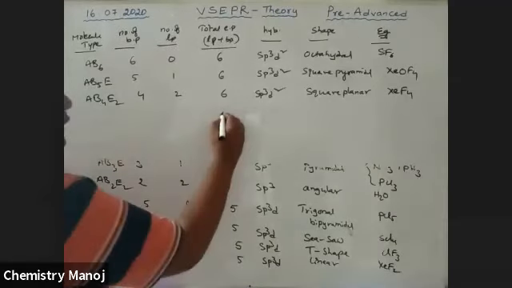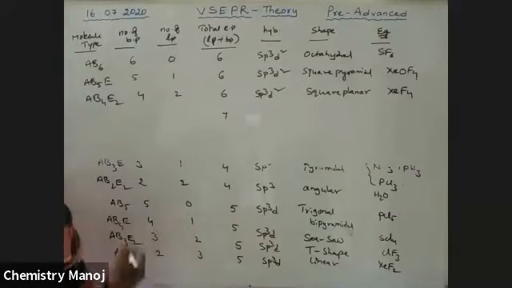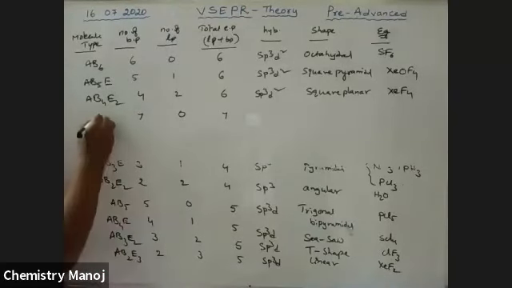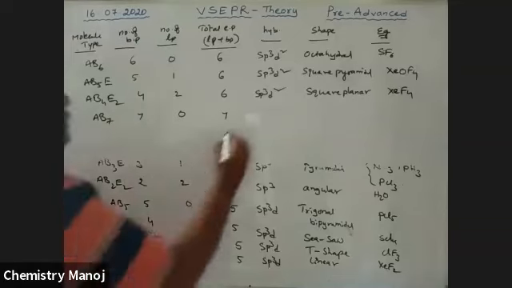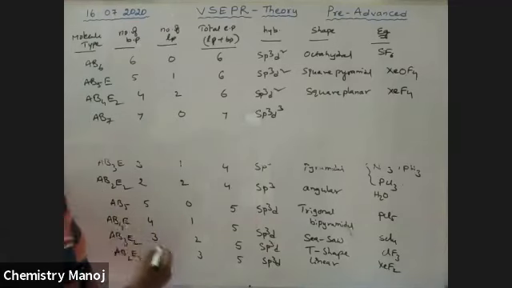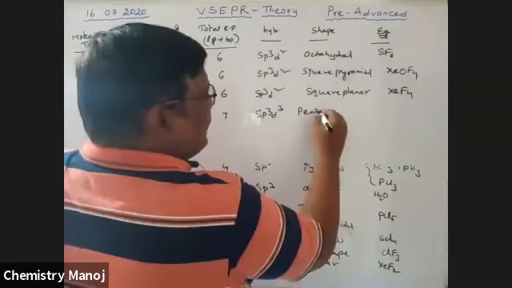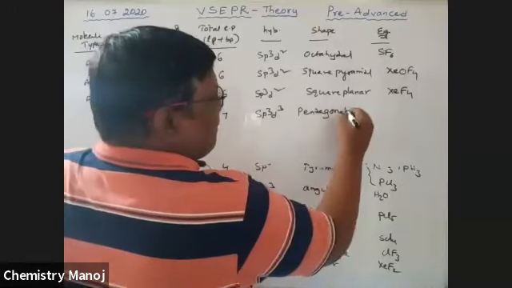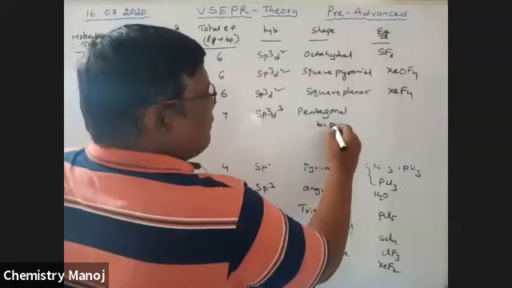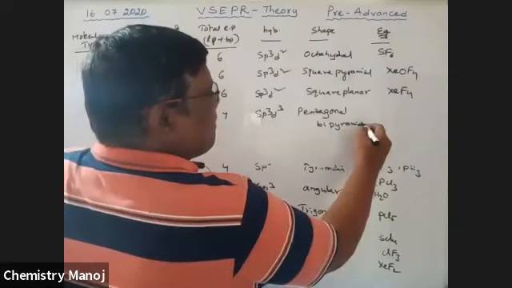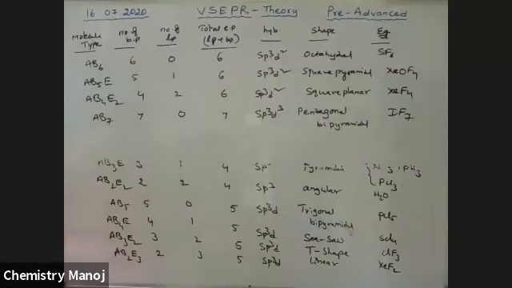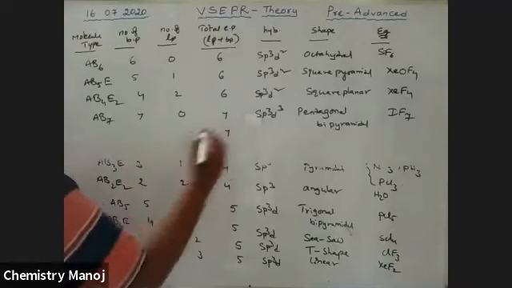Next, I am taking 7. The remaining are not in our syllabus. So 7 bond pairs and 0 lone pairs. It is AB7 type molecule. It is sp3d3 hybridization. Now it is pentagonal bipyramidal shape. Example IF7.